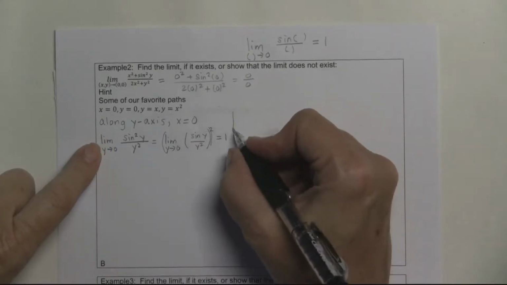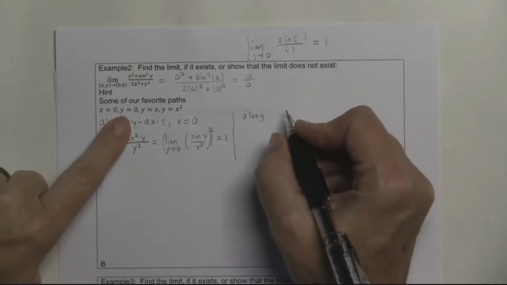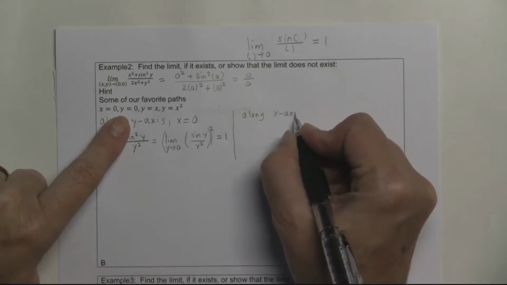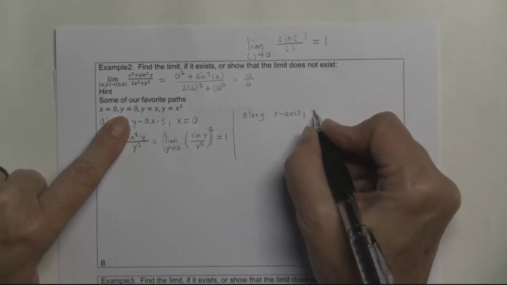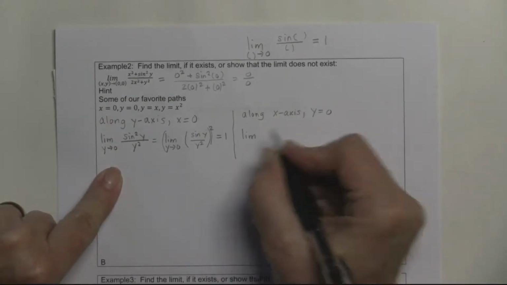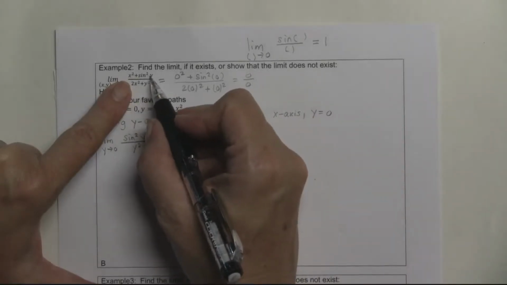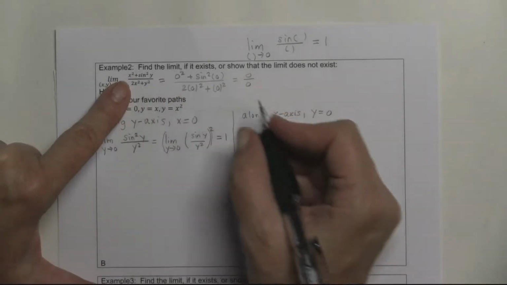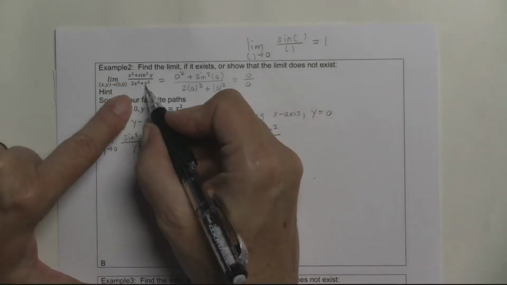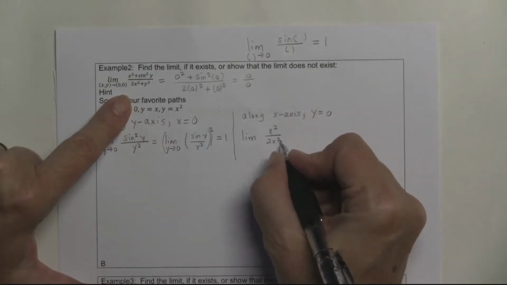So if I look along, I'm going to go right here and go along y equals 0, which is along the x-axis. And we're going to do that same story. We're going to do the limit, and everywhere we see y, we're going to plug in 0. So sine of 0 is 0, and square it, you get 0. So in the numerator there, I just have x squared. And when I plug in y is 0, I get 2x squared.